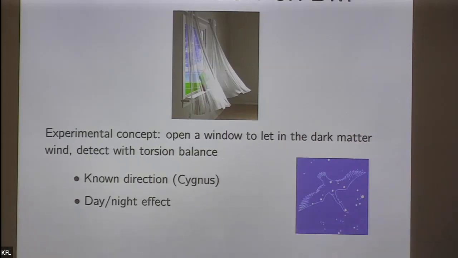Oh, well, do you know that the direction is actually Cygnus? That's the direction it would be if the dark matter had no velocity in the galactic frame, but it can have some of its own velocity. Right.